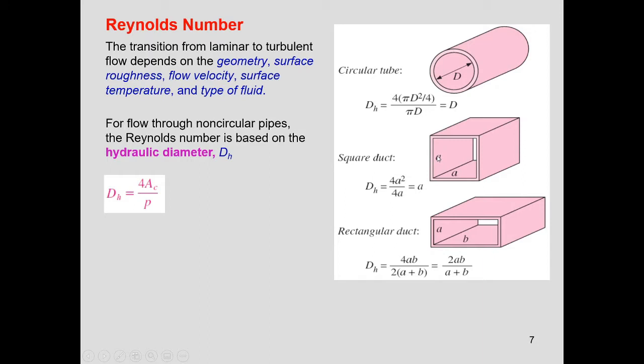the side is a and a, then D is equal to 4 times the area. Area is A times A, which is A squared. The perimeter is A plus A plus A plus A. For a square duct, the hydraulic diameter is equal to A. But for a rectangular duct, where the sides are not the same, D is equal to 4A over the perimeter again. And then you get that the hydraulic diameter for a rectangular duct is equal to 2AB over A plus B.